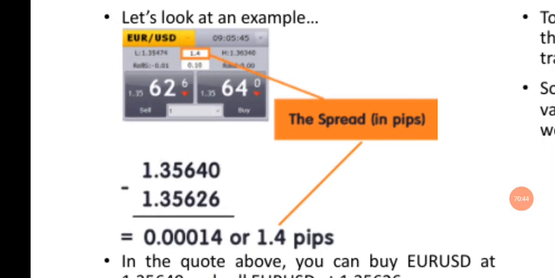As you can see, here is euro versus United States dollars, and our bid price, which is the sell, is 1.3562 with a pipette of 6, and our ask price, which is the buy, is 1.3564 with a pipette of 0. From my calculations, we can see that our spread is 1.4 pips.